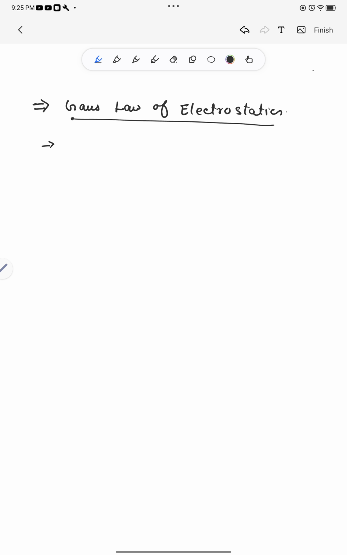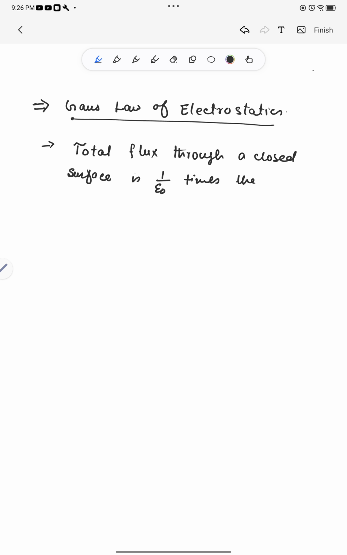The law says that the total flux through a closed surface is 1 by epsilon naught times the net charge enclosed by the surface. This is basically the statement of the Gauss law of electrostatics.